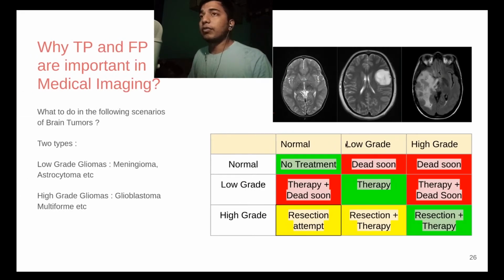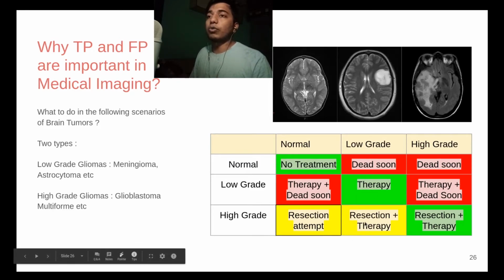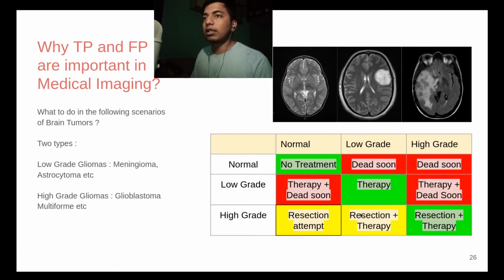Moving forward, let's say we have a low grade glioma, which is classified as normal. So you're telling a person that he doesn't have a tumor that he does, which means he's going to die soon. Now, the correct response is giving the person radiation therapy and possibly resection. And similarly, there could be another resection plus therapy attempt, as a low grade glioma is classified as a high grade glioma. Again, I'm not a clinical folk, so I'm not the best person to know these kinds of stuff, but I'm just giving an example.